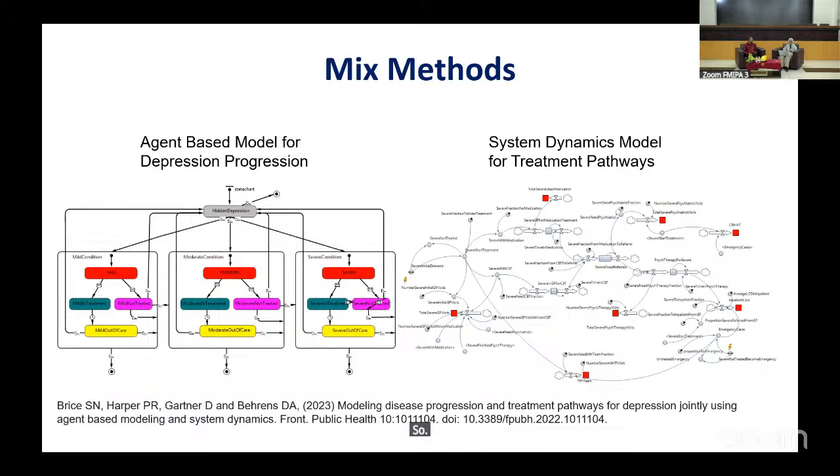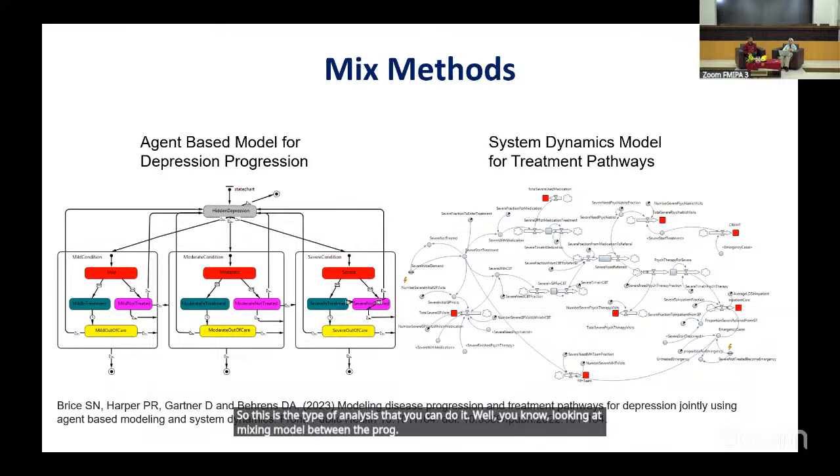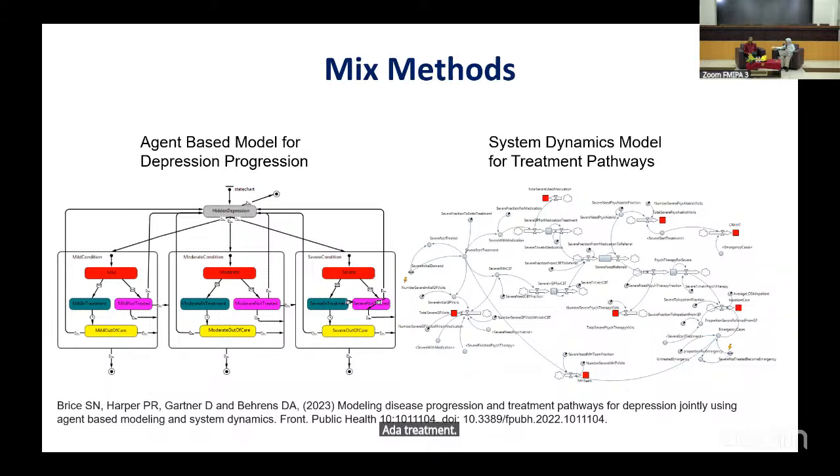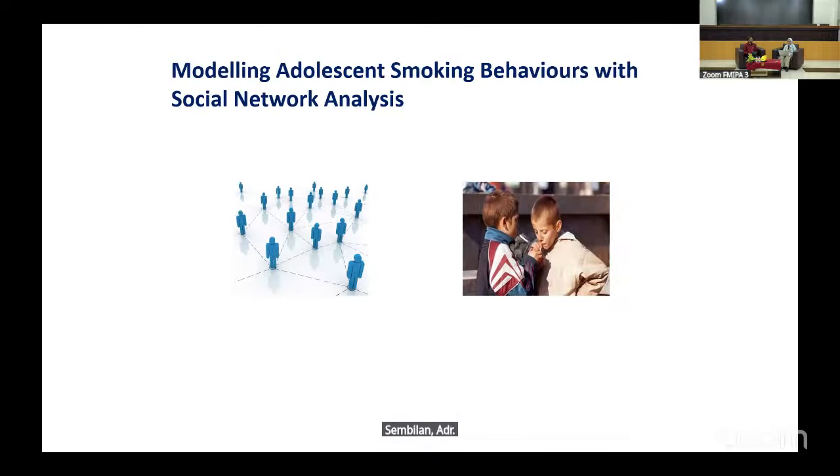So this is the type of analysis you can do as well, looking at mixing models between the progression of disease and the treatment pathway. You can use uncommunicable or communicable disease, a similar idea. And I think another one is also agent based.